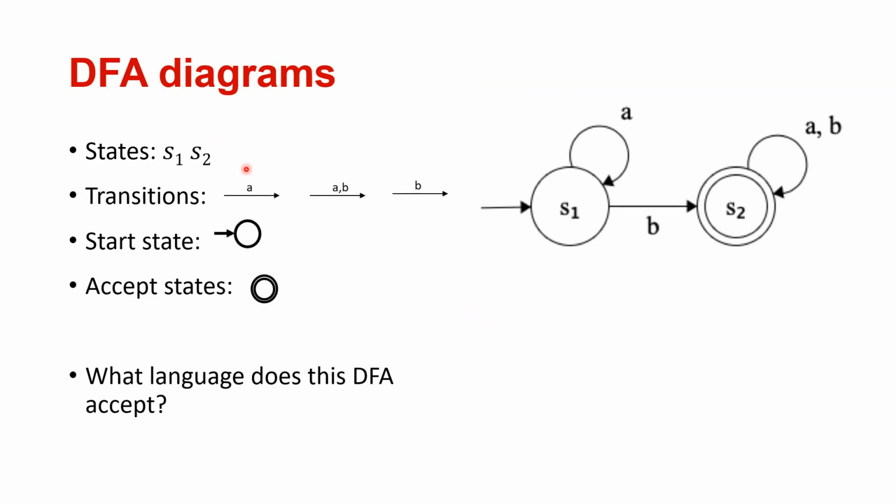So let's look at this example, which has the states S1, S2. It has transitions of A and B. The start state, of course, has the arrow pointing into it, and the accept state has the double circle. And I want you to take a moment to think about what language this DFA accepts. In this case, the answer will not be provided in the video.